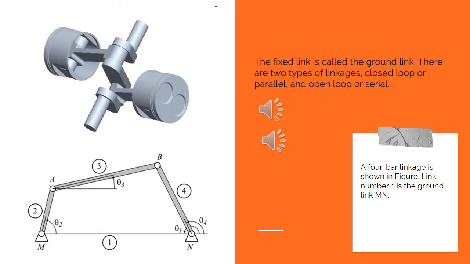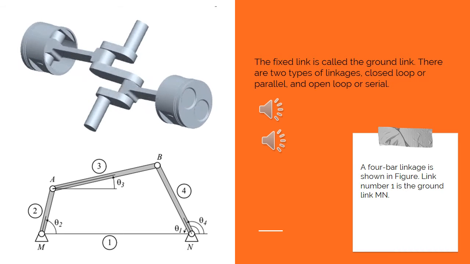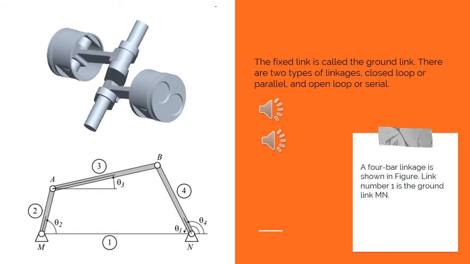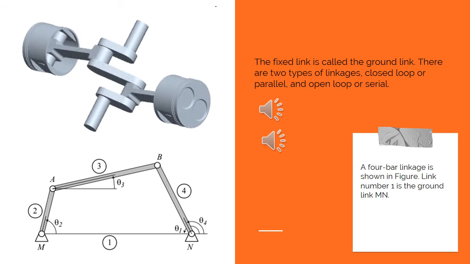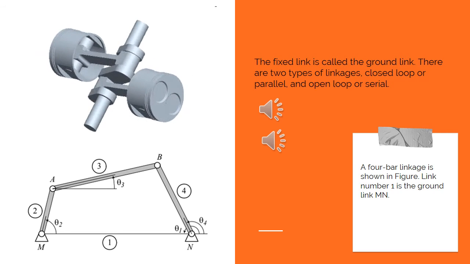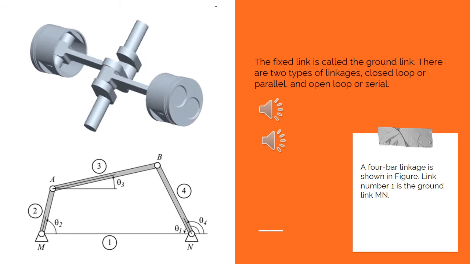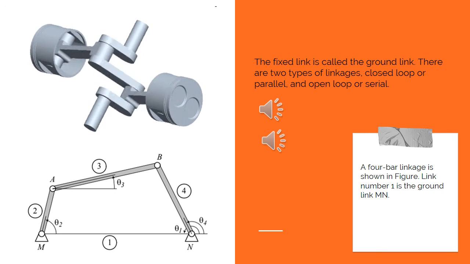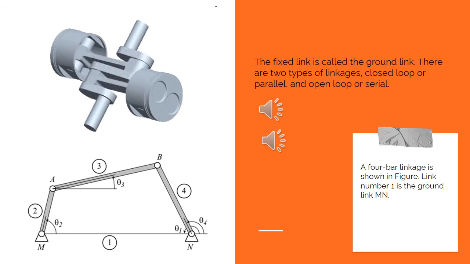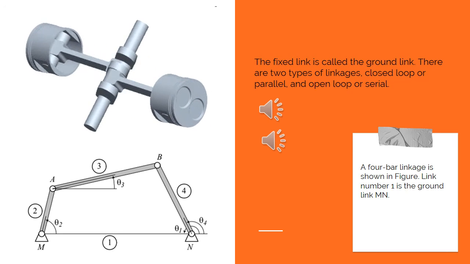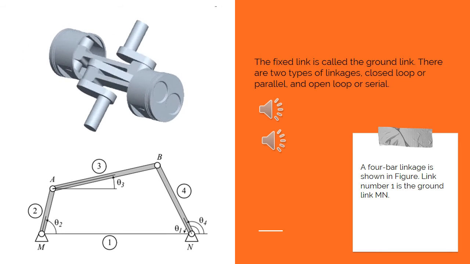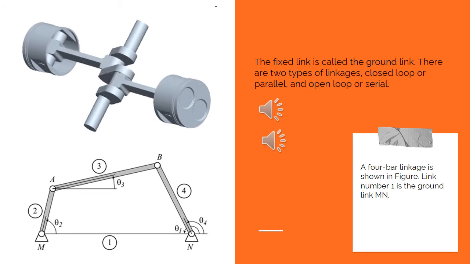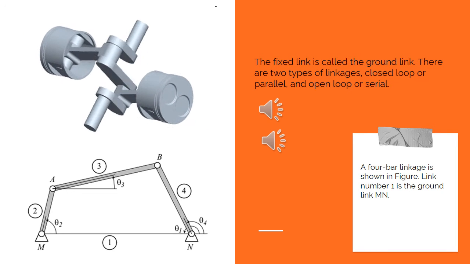A set of connected links that performs a function is called a mechanism. A linkage is made by attaching and fixing one link of a mechanism to the ground. The fixed link is called the ground link, and there are two types of linkage: closed loop or parallel, and open loop or serial. In vehicle subsystems, we usually use closed loop linkages, and open loop linkages are used in robotic systems where an actuator controls the joint variable at each joint.